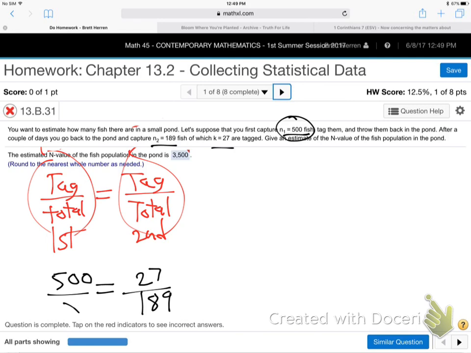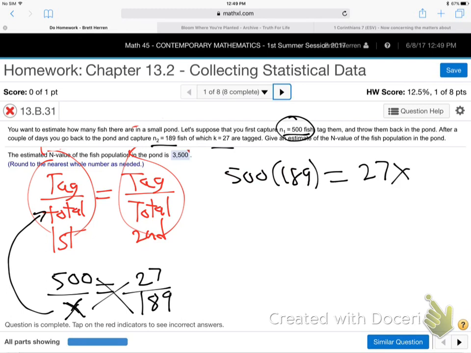So then you put an X down here. And that's going to be what? Total fish in the lake. It's on the bottom, so it's total. So I just solve that little equation, those two little equal fractions, for X. How do you solve that for X? Yeah, you've seen that before. You go diagonal, diagonal, cross multiply, zip and zip, right? So it'll be 500 times 189, 27 times X. So that makes sense what I did there? Just diagonal, diagonal.